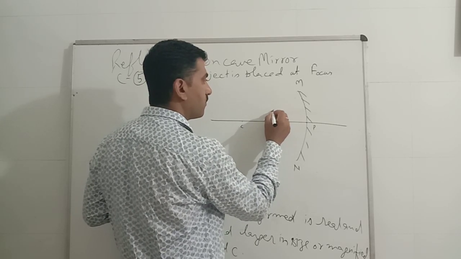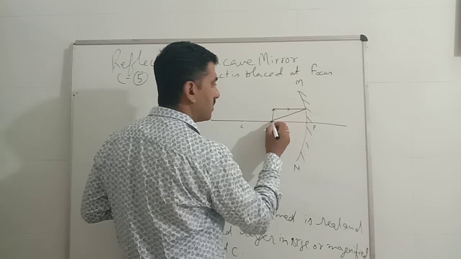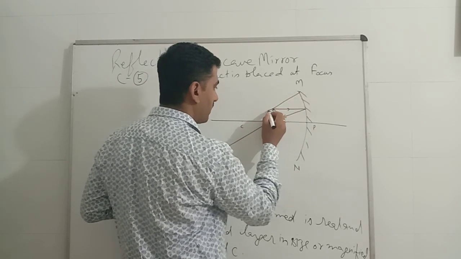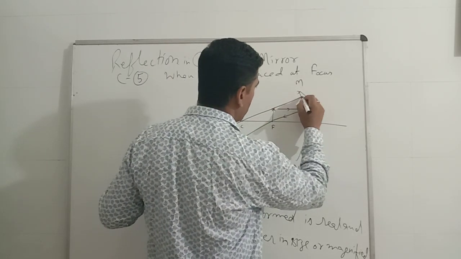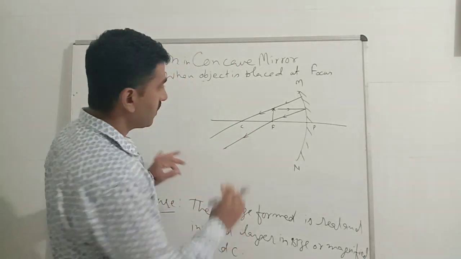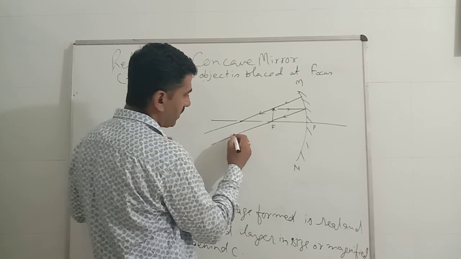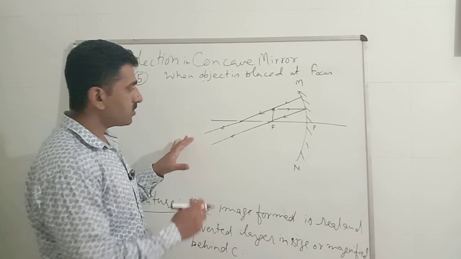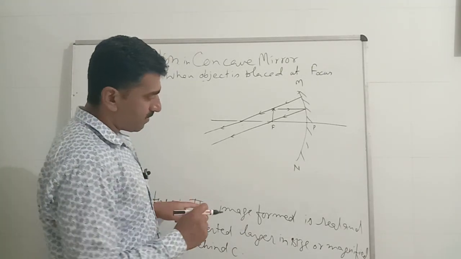So at focus, if your object is placed, where is the image formed? The ray of light will pass straight back from the focus only. Second ray of light you will pass from the center of curvature. Both rays should be drawn straight with the help of a scale. So it will go parallel. These lines will not meet, they will be parallel.